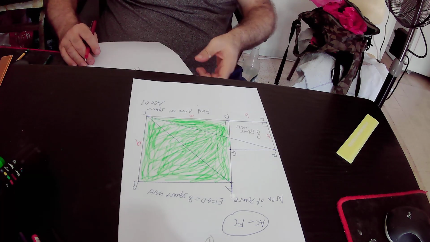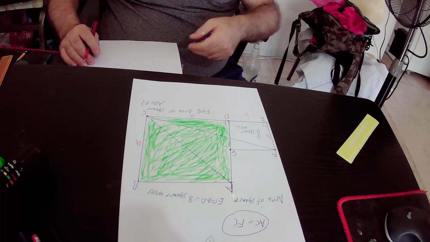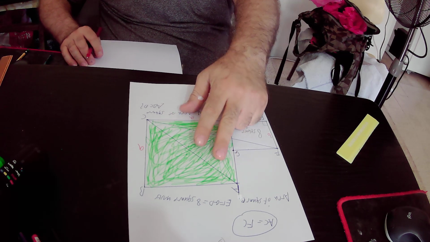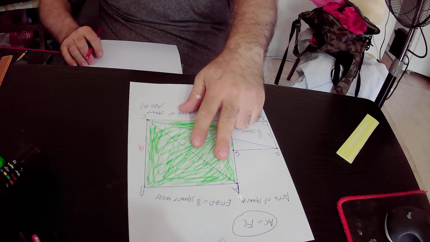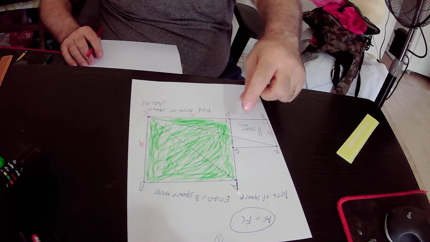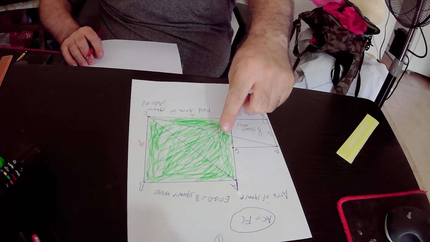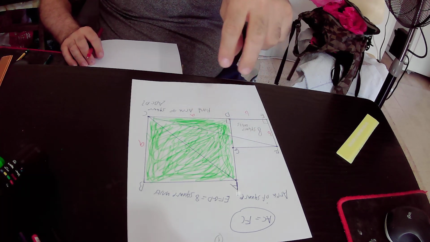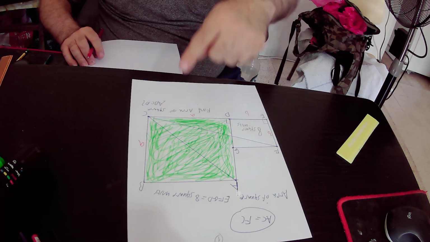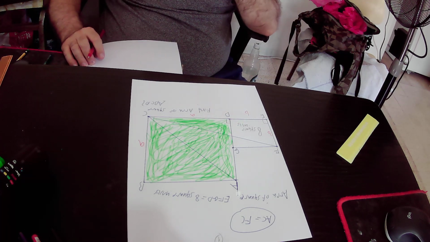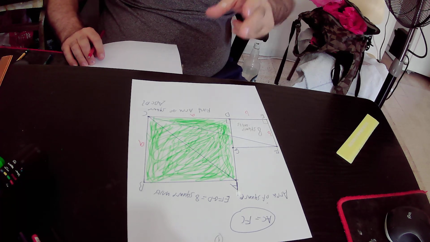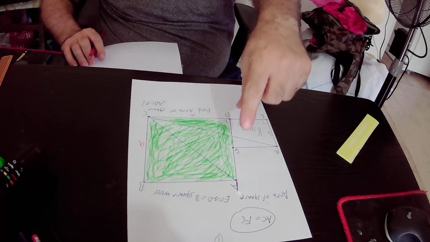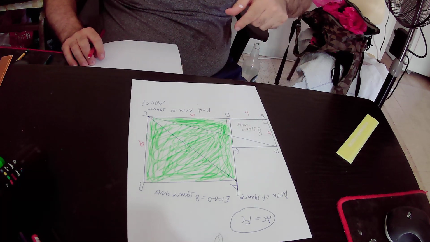But what is the value of AC? AC is actually the hypotenuse in the green triangle, triangle ADC. Therefore, AC square, according to the Pythagorean theorem, equals AD square plus DC square.